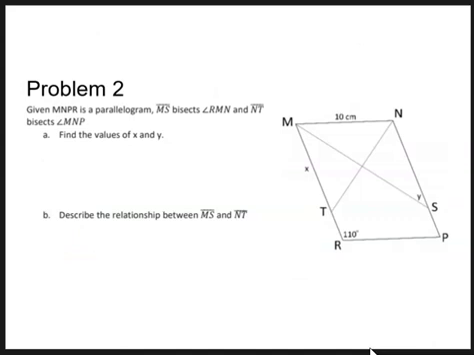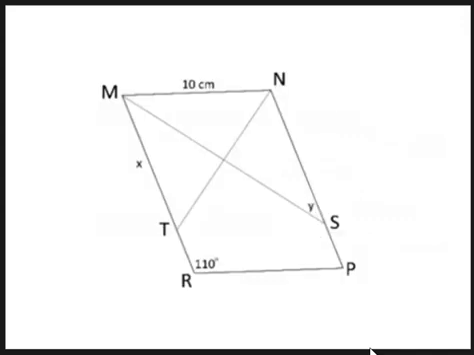In problem 2, we were given a diagram and a short description of a couple of relationships in the diagram. We know that MNPR is a parallelogram, that segment MS bisects angle RMN, and that segment NT bisects angle MNP. We need to find the values for X and Y, and then describe the relationship between segment MS and NT. Again, let's start by marking what we know.